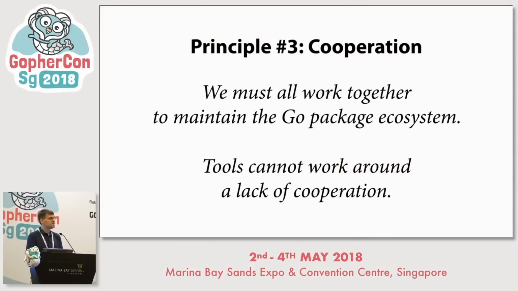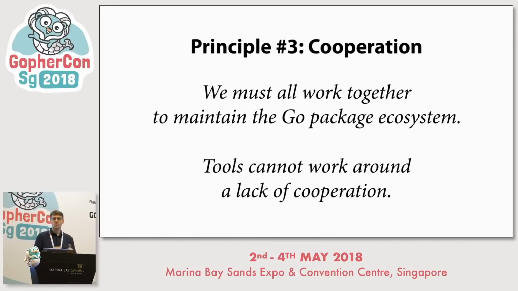The third principle is cooperation. We often talk about the Go community and the Go open source ecosystem. The words community and ecosystem emphasize that all our work is interconnected, that we're building on and depending on each other's contributions. The goal is one unified system that works as a coherent whole.